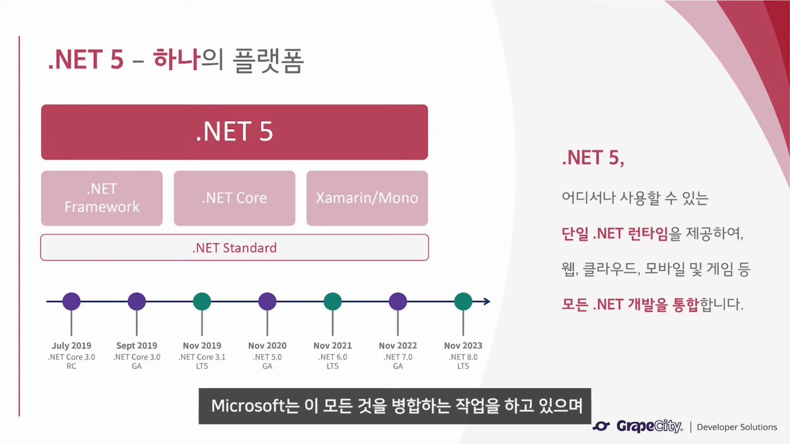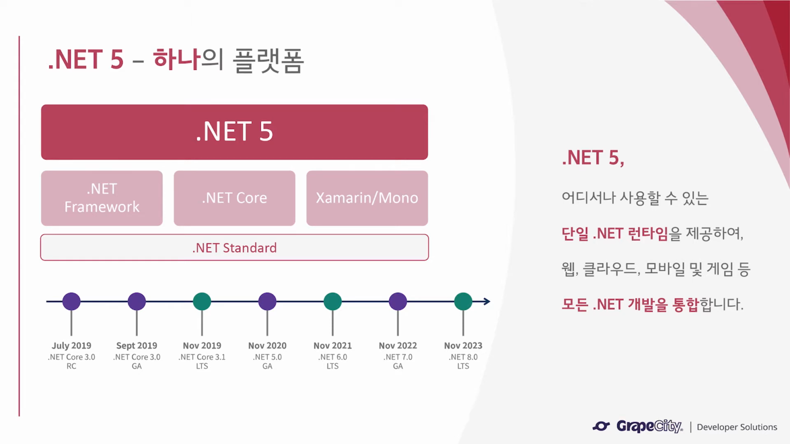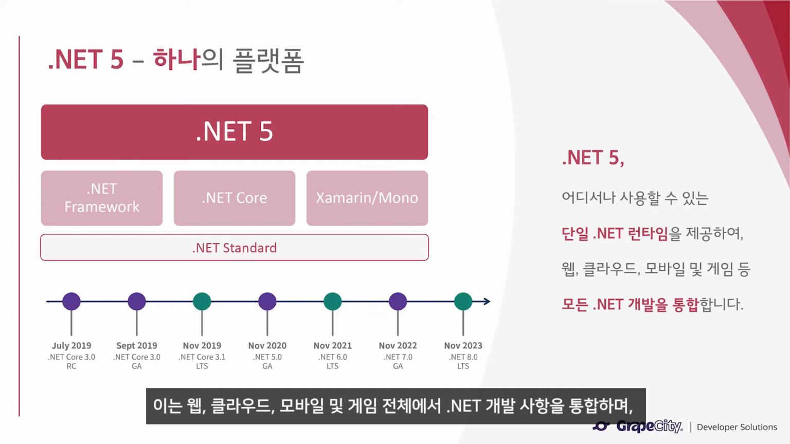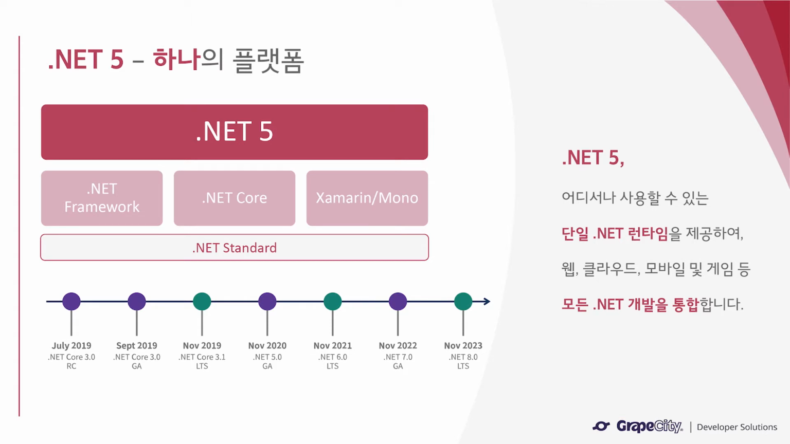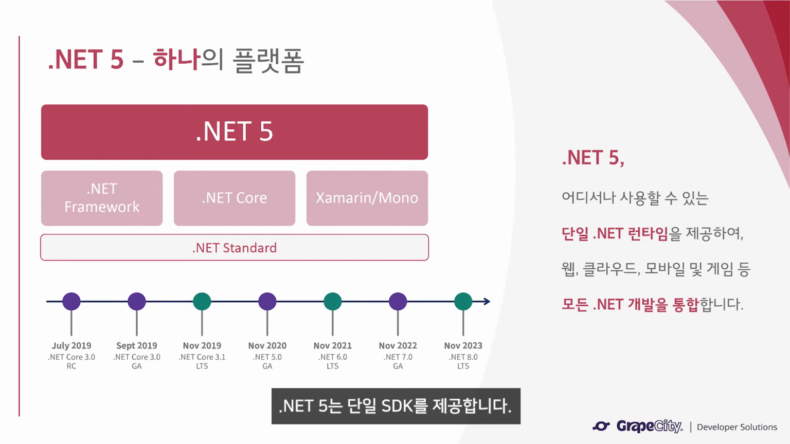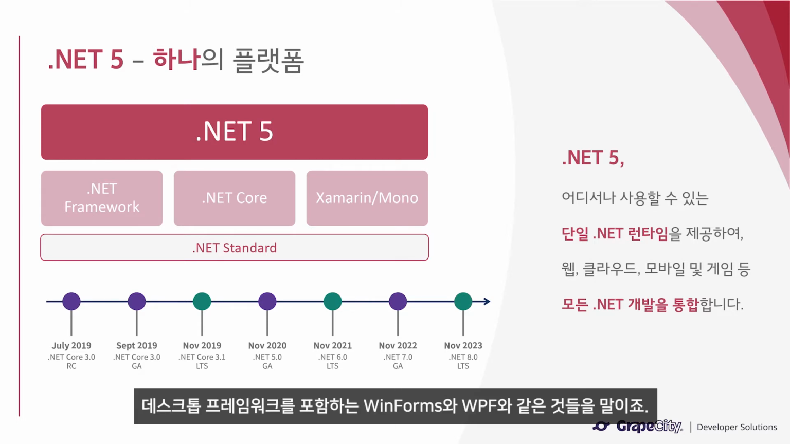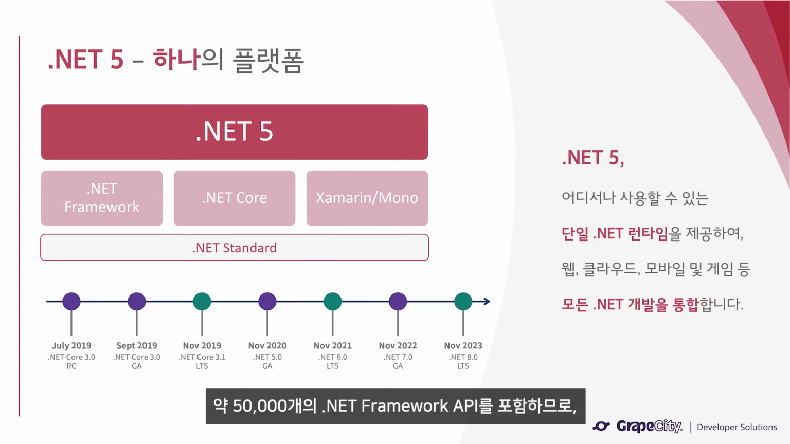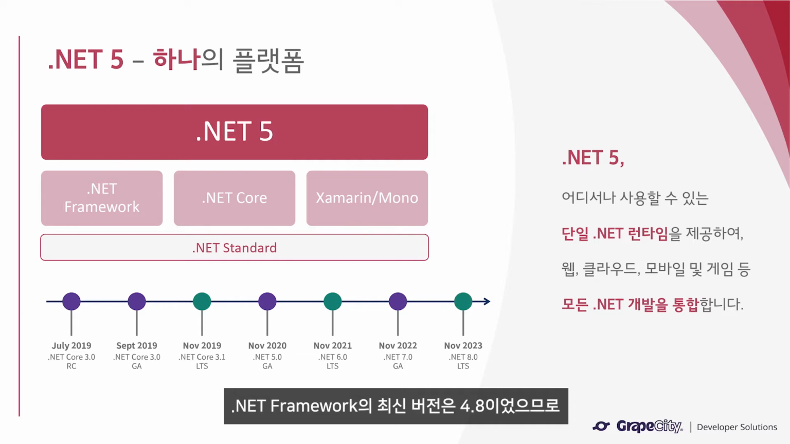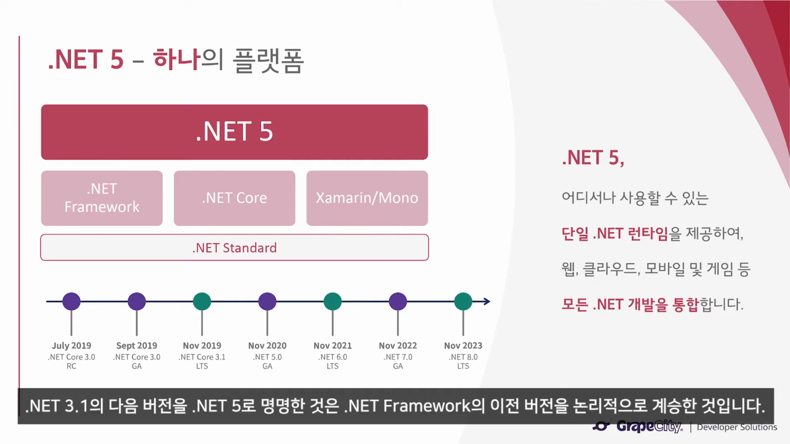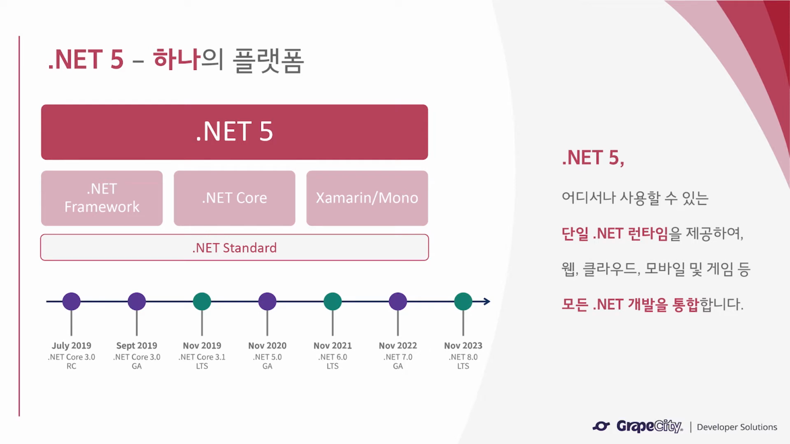What Microsoft is doing is merging all of these together, and this is .NET 5. It unifies .NET development across the web, cloud, mobile, and gaming by providing a single .NET runtime that can be used everywhere. .NET 5 provides a single SDK that will handle all current application models, including desktop frameworks like WinForms and WPF. Since it includes about 50,000 .NET Framework APIs, .NET 5 will be the next step forward for desktop applications built on WinForms and WPF. The latest version of .NET Framework was 4.8, so by naming the next version of .NET 3.1 as .NET 5, it logically follows as the next version for .NET Framework.